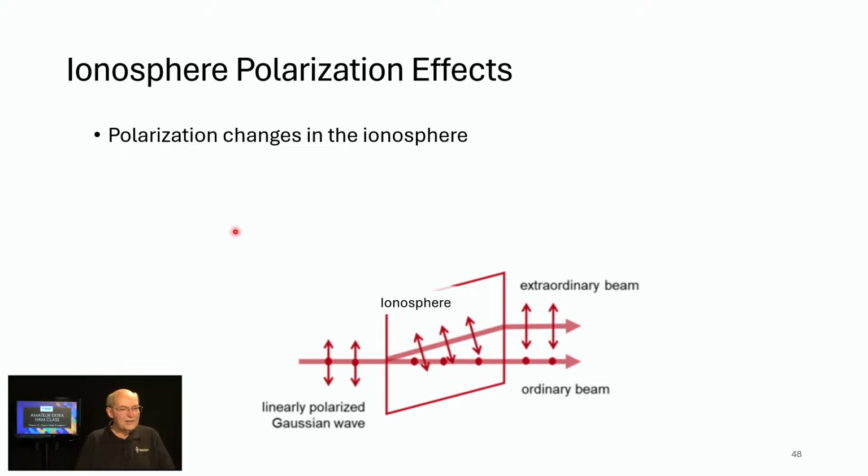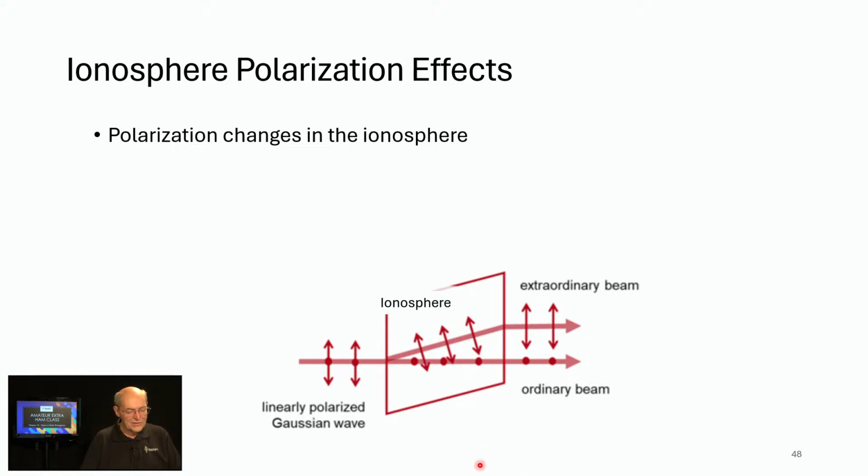Now, there are some really freaky things that happen in the ionosphere. One of those effects creates what's called ordinary and extraordinary waves. So here we've got the ionosphere, and this is a linearly polarized Gaussian wave. So this might be horizontal polarization or vertical. When it hits the ionosphere, though, it splits into two different waves called the ordinary and extraordinary. And these things can take off in different directions.